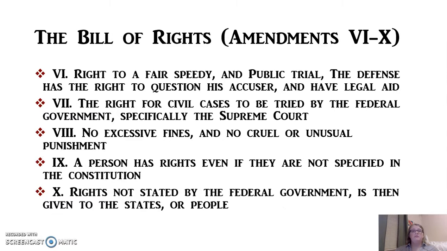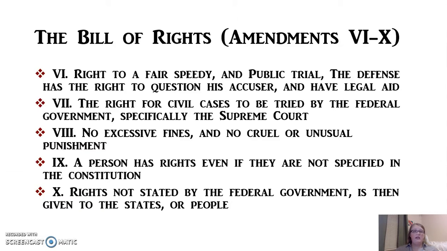Now, the Bill of Rights amendments 6 through 10. So the 6th Amendment is the right to a fair and speedy public trial. The defense, the person being charged with a crime, also has the right to question his accuser. And he or she can also have legal aid, so an attorney. The 7th Bill of Rights amendment is the right for civil cases to be tried by the federal government, specifically the Supreme Court. So, for example, Roe v. Wade.